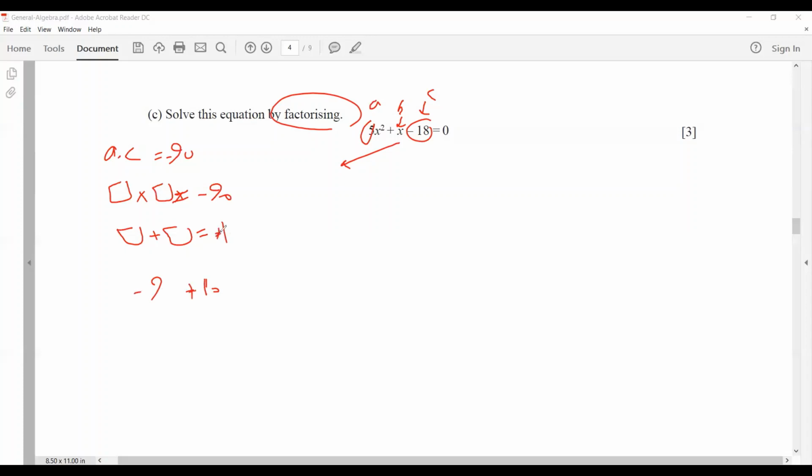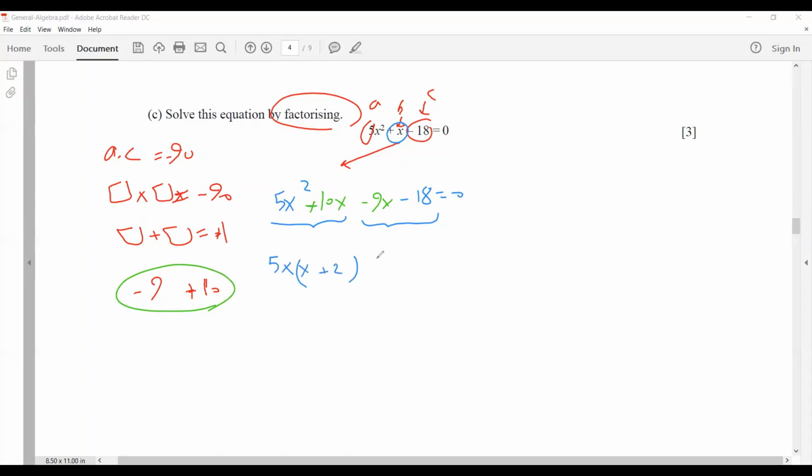This is +1. So then you can rewrite this as 5x squared. The middle term, instead of x, you write it as plus 10x minus 9x. Where do you get these two numbers? From here. Okay. And then minus 18 equals to 0. Then you can use grouping method and then factorize these two terms. You get 5x out, x plus 2. You get -9 out. Okay, we can take a negative. Both are negatives. Take the negative out.